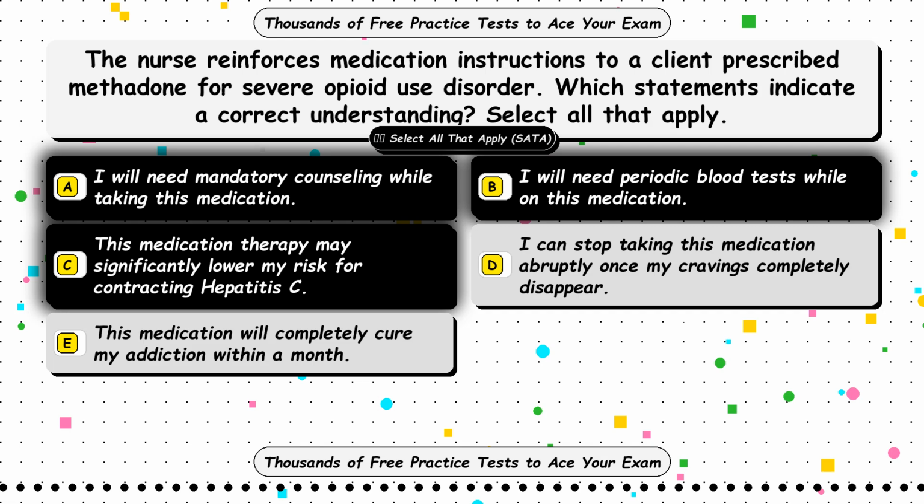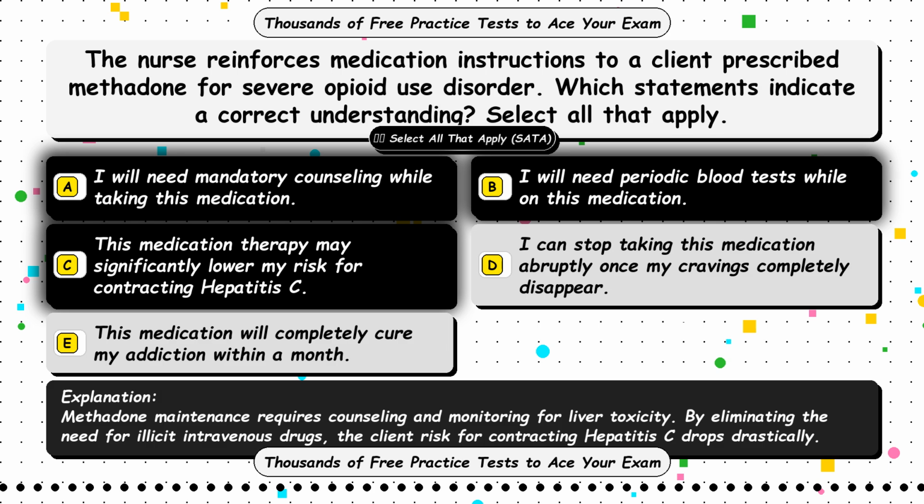The correct answers are options A and B and C. I will need mandatory counseling while taking this medication. I will need periodic blood tests while on this medication. This medication therapy may significantly lower my risk for contracting hepatitis C. Methadone maintenance requires counseling and monitoring for liver toxicity. By eliminating the need for illicit intravenous drugs, the client risk for contracting hepatitis C drops drastically.